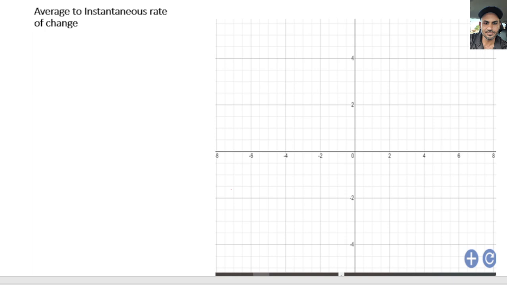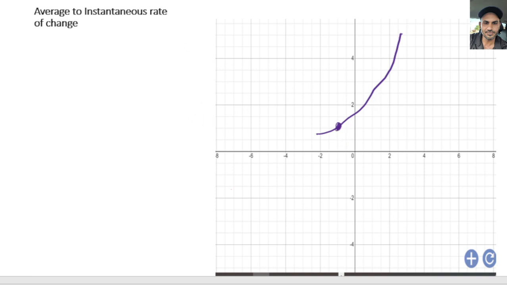So let's start with a graph. I'm just going to continue what we had started. I don't have great drawing skills. So this is our function, and we have 2 points on this function right here.